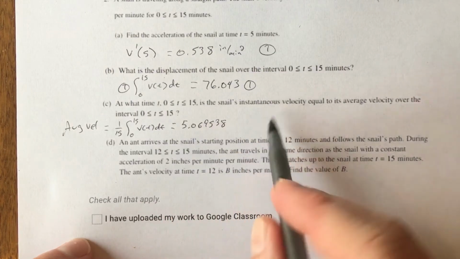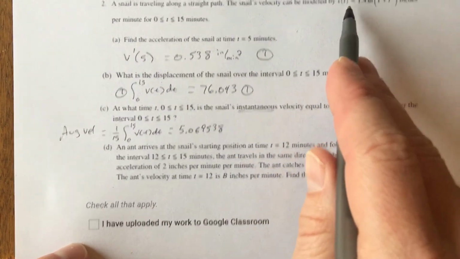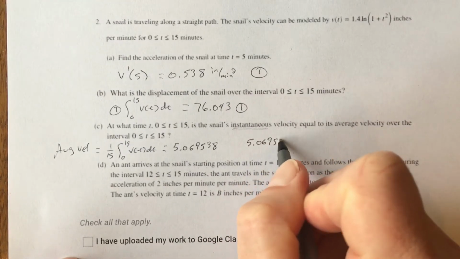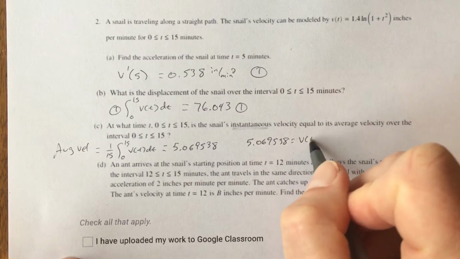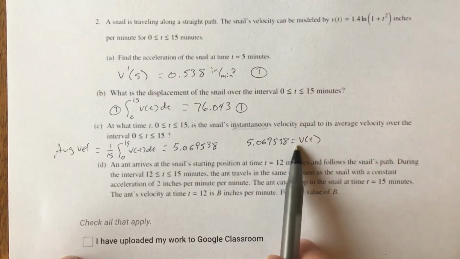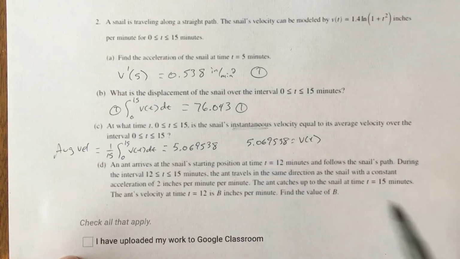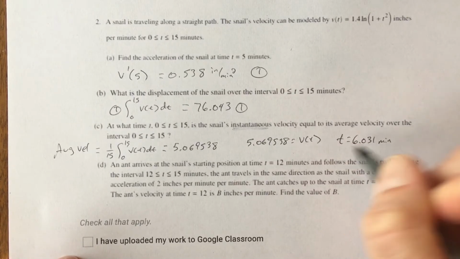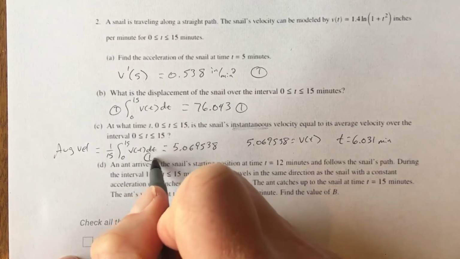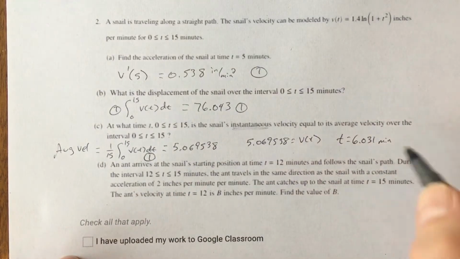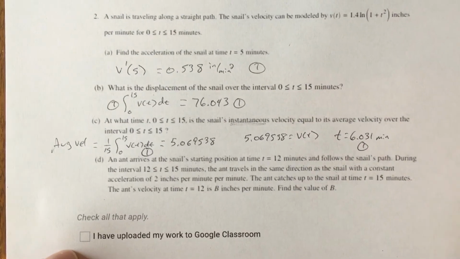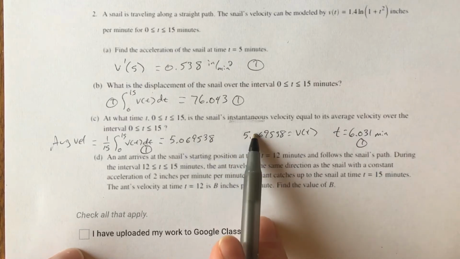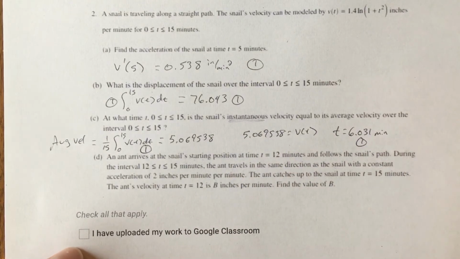That is our average velocity, so we just want to know when the instantaneous velocity equals that value. So we take that value and set it equal to our velocity. On our calculator, we could graph that out and then graph a line and see where they intersect. It should intersect at 6.031 minutes. You got a point for doing the average value, and a point for finding the time where they intersect. I'm hoping that makes sense, but if for some reason it doesn't, send me a message and I'll be happy to show you that on the calculator.